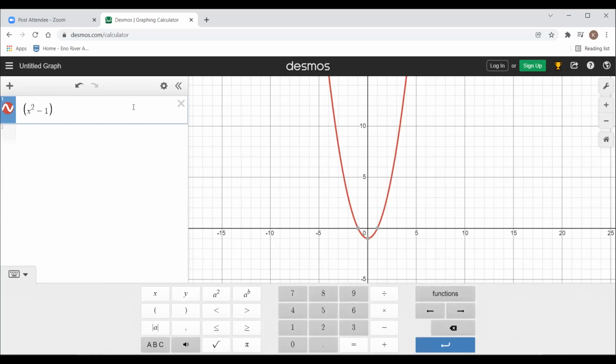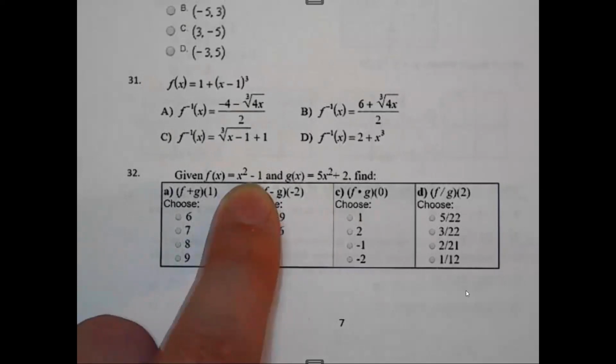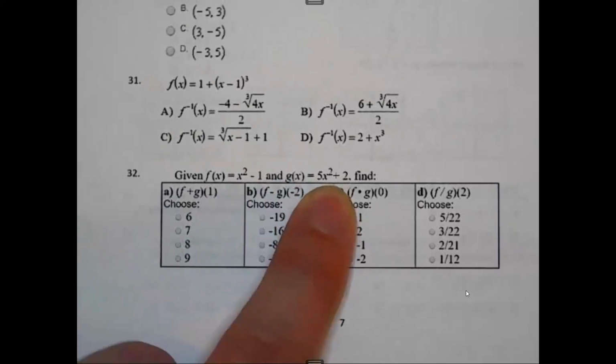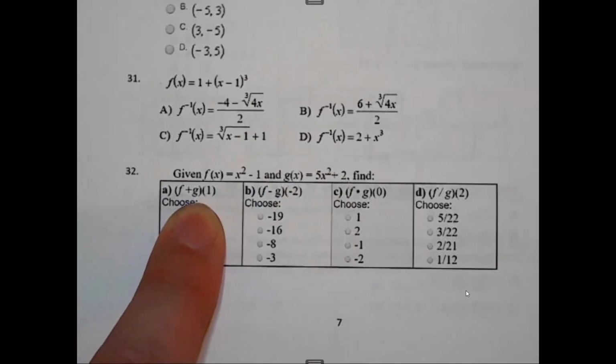And then the second function, and see how it says f plus g? Does everyone see that in the first box, f plus g? So I'm going to write plus, and then the second function, 5x squared plus 2. So I wrote f plus g. Does everyone see that? Okay, I'm just going to show you my paper. So right now, here's f of x, here's g of x, and I've just written f plus g. Everyone got it?